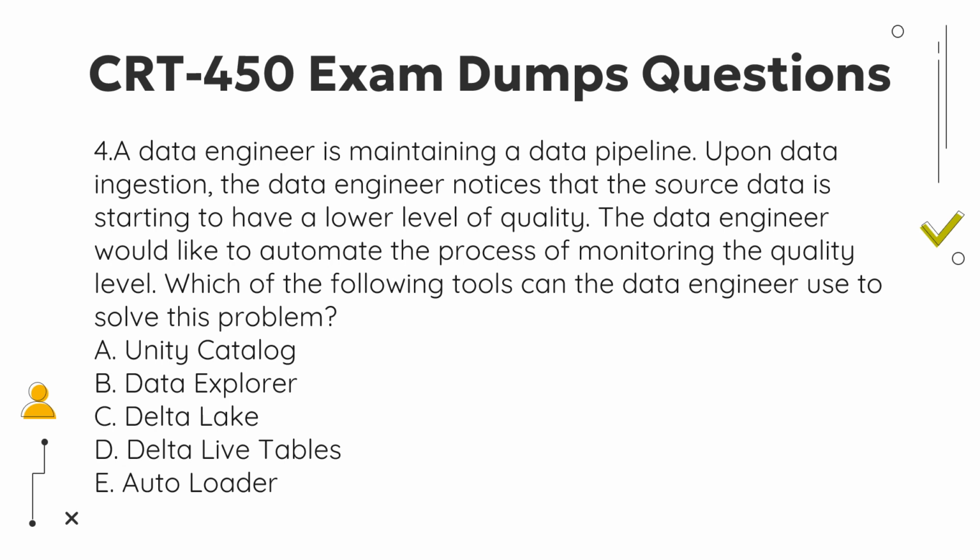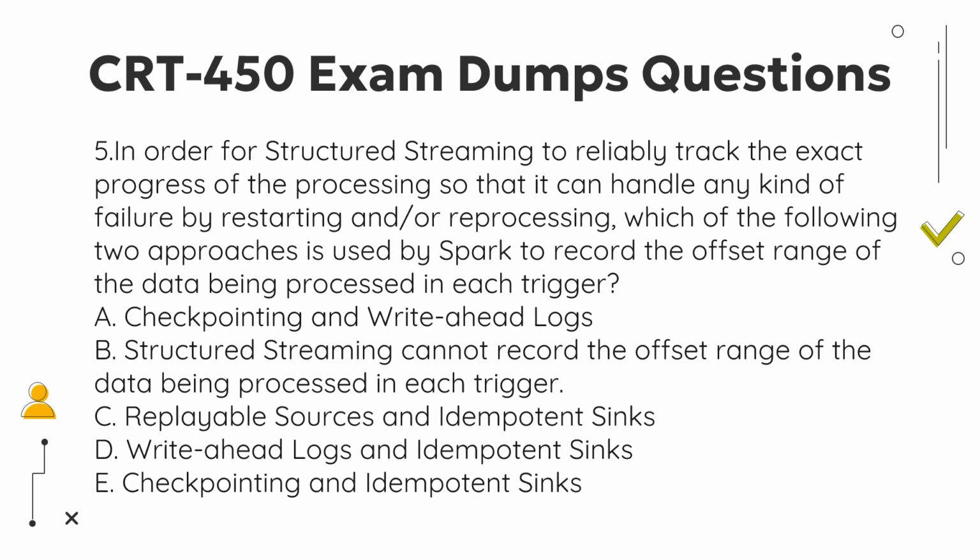4. A data engineer is maintaining a data pipeline. Upon data ingestion, the data engineer notices that the source data is starting to have a lower level of quality. The data engineer would like to automate the process of monitoring the quality level. Which of the following tools can the data engineer use to solve this problem? A. Unity Catalog. B. Data Explorer. C. Delta Lake. D. Delta Live Tables. E. Autoloader.